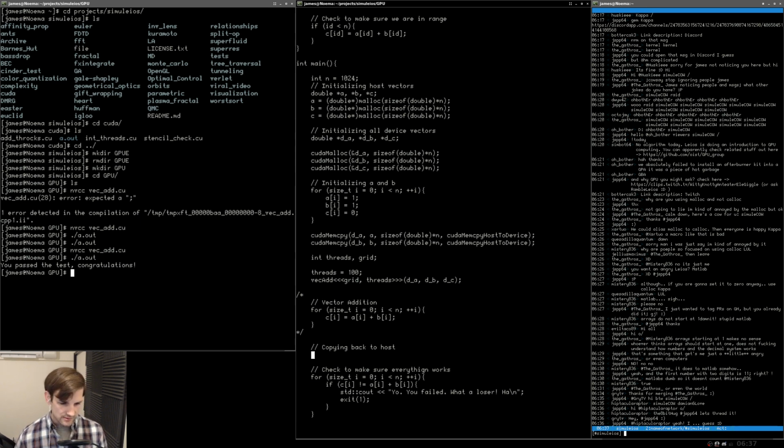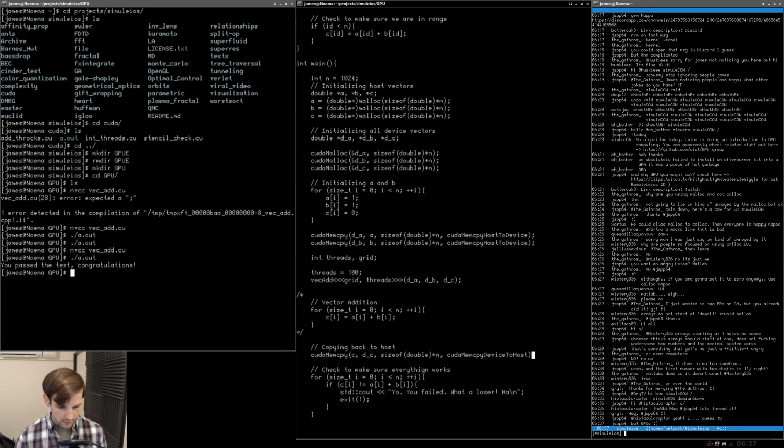So the copy back is just the same as the copy forward. So cudaMemcpy, and we're just going to copy over. So it should be C, dC, size of double times n, and then we're just going to do cudaMemcpyDeviceToHost. Okay, and then we just do the check and make sure it all works.